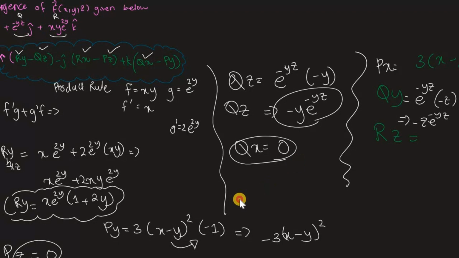Okay, so we're going to put it all together in here. So you have 3(x minus y)^2 plus, oops, sorry, that's a negative over here, negative z e to the power of negative yz, and 0, so you don't need to write it.